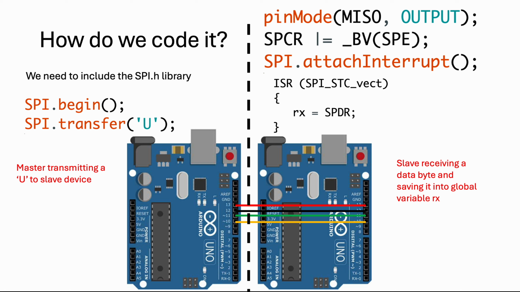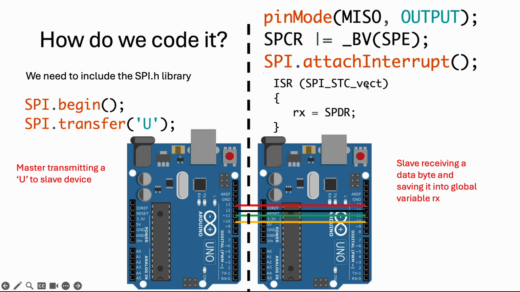In slave mode, it's a little more complicated. You need to use pinMode and set MISO, which is the slave pin 10, as an output. Then you use the SPCR register to enable your interrupt, and you need to attach your interrupt. Those 3 lines need to be written in the setup function in your Arduino code.